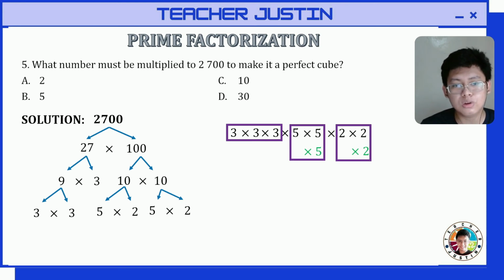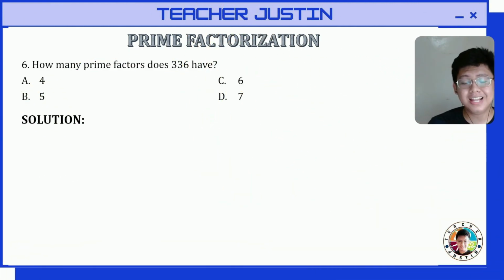So, to answer the question, what must be multiplied to 2,700 to make it a perfect cube? Mamultiply lang natin itong dinagdag natin. 5 times 2, that will give us 10. So, to convert 2,700 to a perfect cube, we will just multiply it by 10, which is letter C, to make it a perfect cube. And that's it. Ta-da! Alright. Okay, let's have this item.